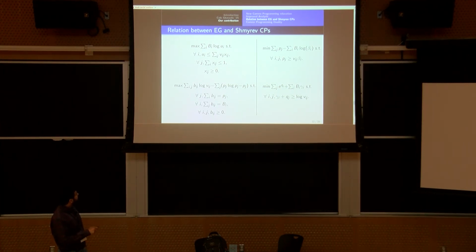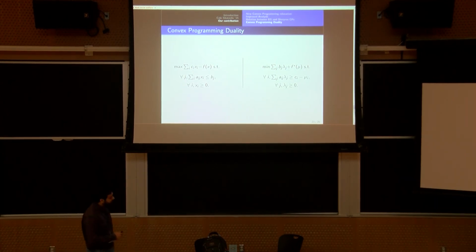Here's the relationship. So here's the Eisenberg-Gale program, and here's the dual of the Eisenberg-Gale program. This is the Shmyrev's program, and this is the dual of the Shmyrev's program. And once you look at the duals, you realize that these are the same programs up to a change of variables. So here you take the log of these things, and you get these variables. So you just do a change of variables by taking logs, and then it's the same program. So this is how these 2 are related. If you just look at the primals, it's not at all clear how they're related. But if you look at the duals, it becomes clear how they're related.